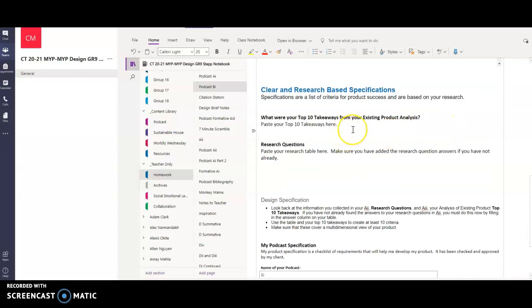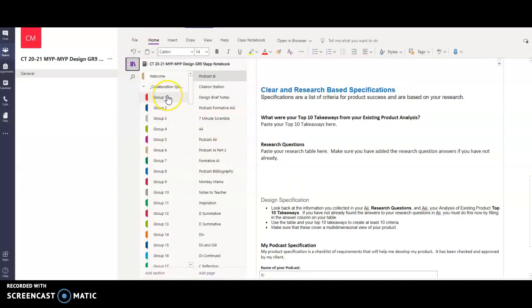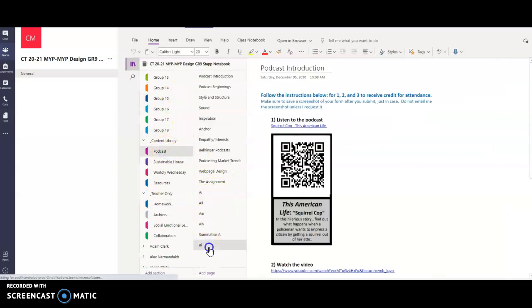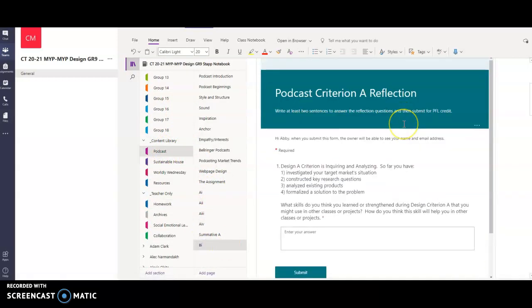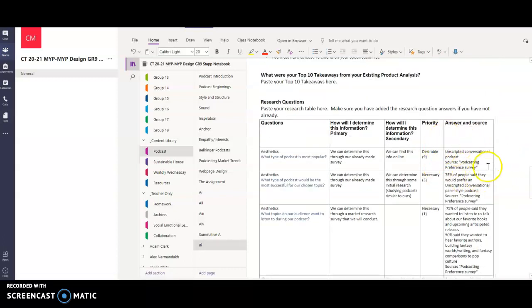Okay. What were your top 10 takeaways from existing product analysis? Put those there. Research questions. Drop your table here. Now, as I told you before, if you do not already have your answers to your research questions, that is okay, but you need to work on them today. Okay? Now is the time when you should be getting those answers. And as you can see, I dropped my table in. I already had my answers here.